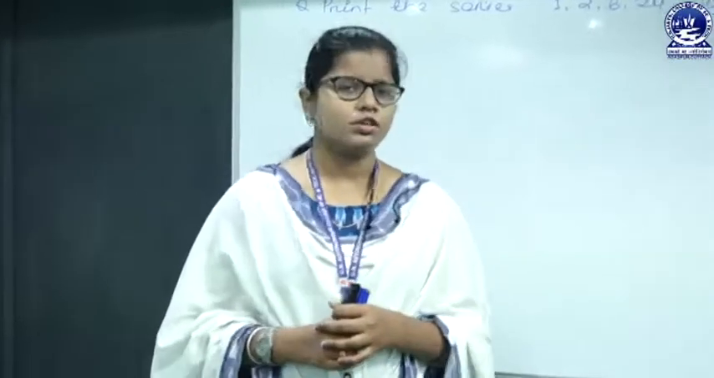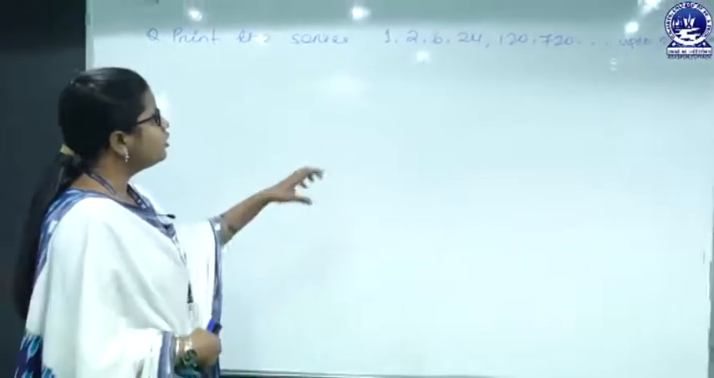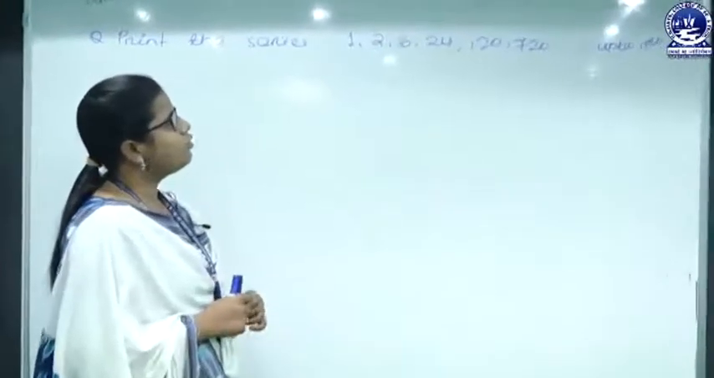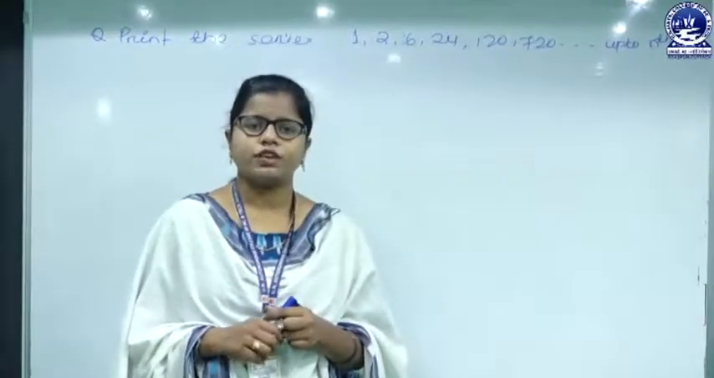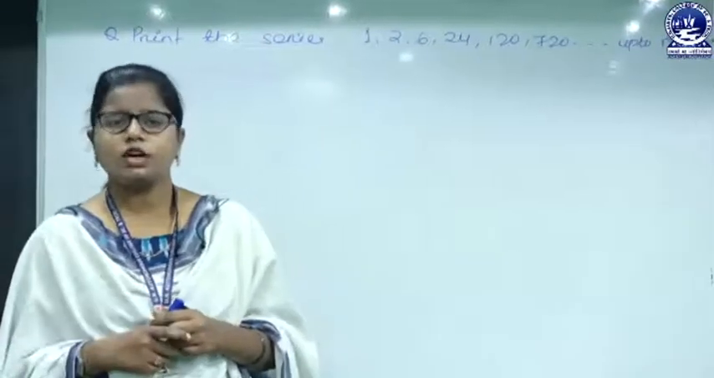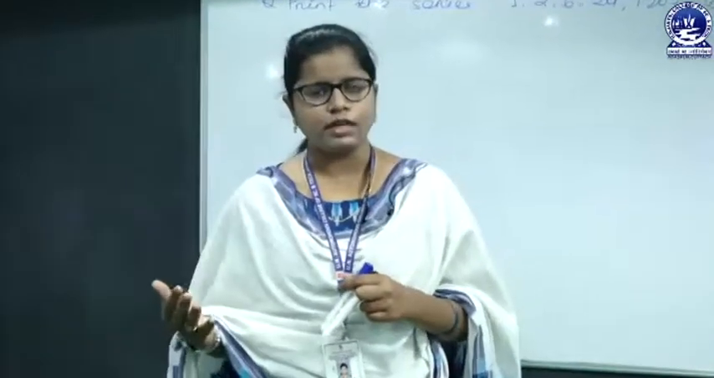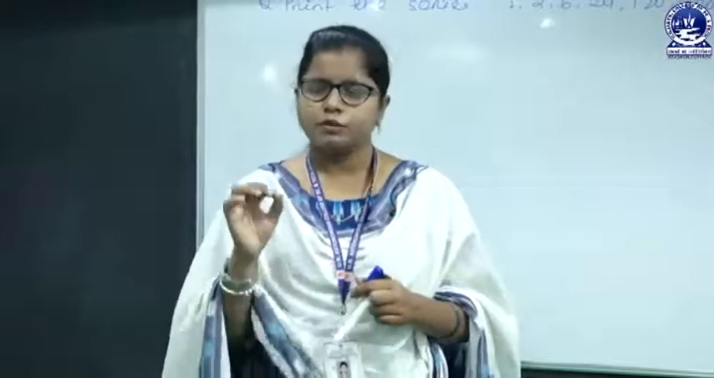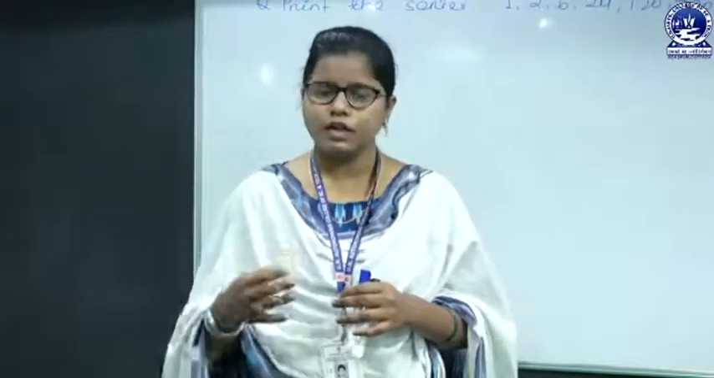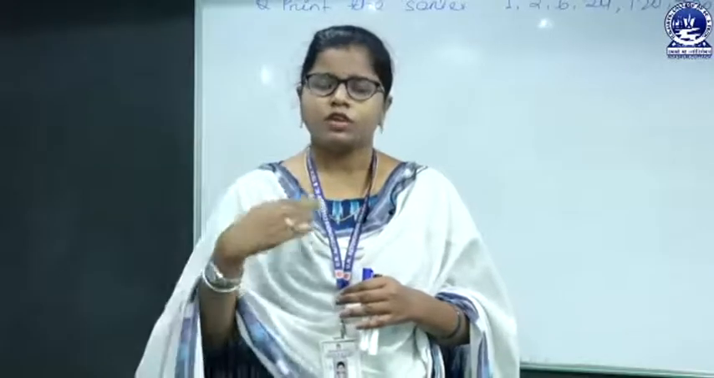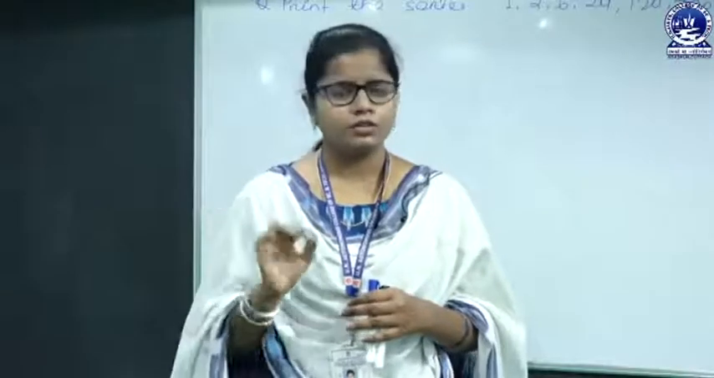The question is to print a series that looks like 1, 2, 6, 24, 120, 720 up to the nth term. So first we will take an input for n. How many numbers of the series are we going to print? That is the question first. First we will take a value, that is the nth term, and we will count up to that value. When we print the nth term, then we have to stop there.